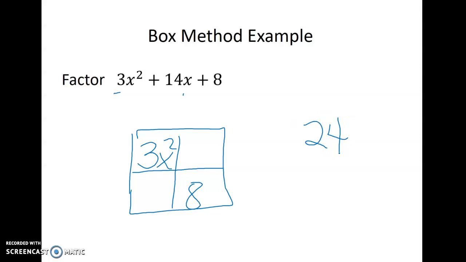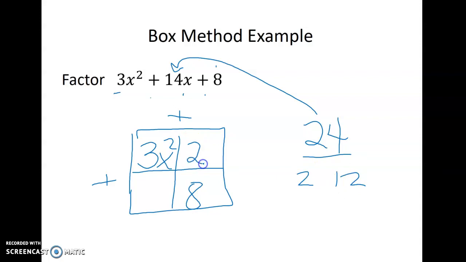All right, we know our signs on our binomials are going to be two positives because it ends in a positive and the middle is positive. So we're looking for the factors of 24 that add to be 14. So we have 1 and 24, no, 2 and 12. 2 and 12 are our factors. So I'm going to put those in the boxes here. But I also need to put an x with them, all right, because they have to add up to 14x in the middle.